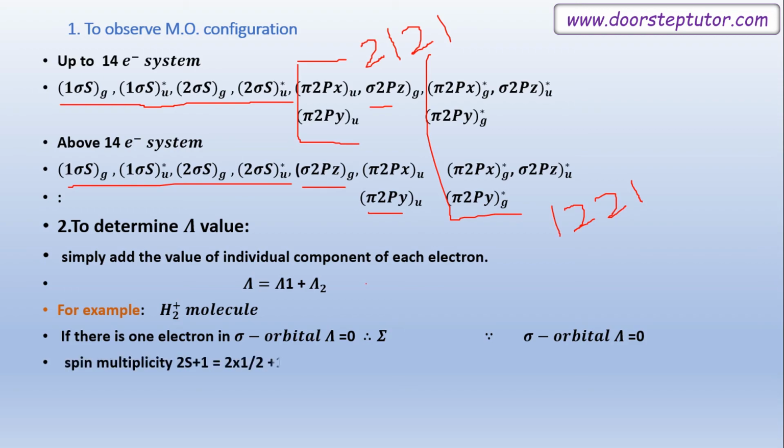Clear, right? Next, we will find out the spin multiplicity. The spin multiplicity, students, is 2S plus 1, that is equal to 2 into 1 by 2 plus 1. So the 2 gets cancelled, and 1 plus 1 is equal to 2. Therefore the multiplicity is 2 and the term symbol will be sigma.